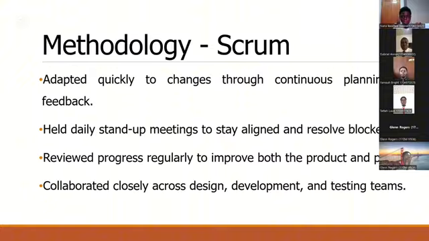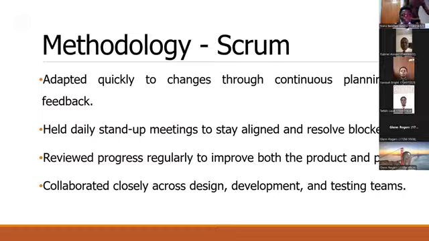That is, regular daily meetings are held to ensure team alignment. And then we move to the next one. We review progress regularly to improve both the product and process. So progress is consistently reviewed to facilitate improvement in both the developed products and the development process itself. That is what it means.